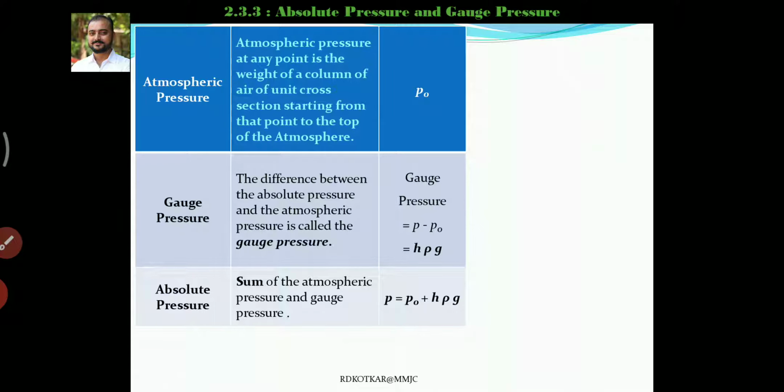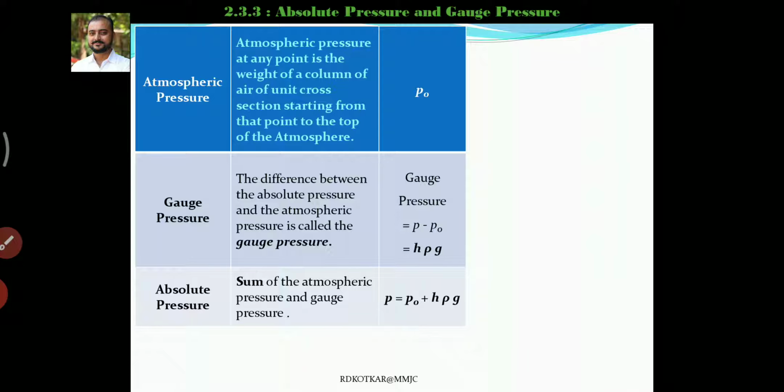Next is gauge pressure. So what is the gauge pressure? The gauge pressure is the difference between the absolute pressure and the atmospheric pressure. In the case of gauge pressure, what is the difference between absolute pressure and atmospheric pressure? P minus P0, where P is considered as the absolute pressure. So in this manner we get this formula, P minus P0 equals h rho g, which is called the gauge pressure.